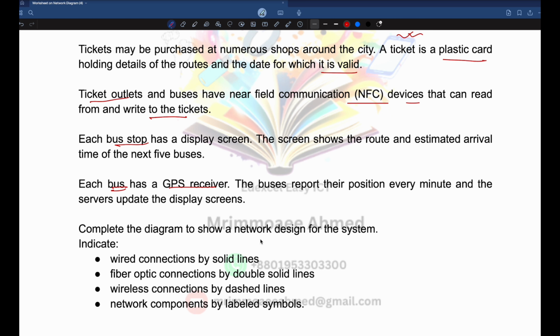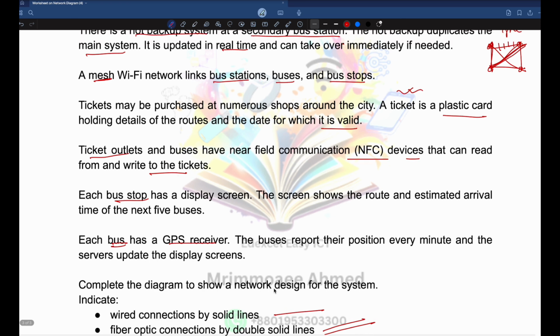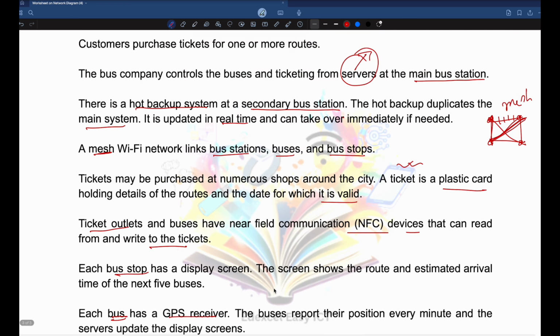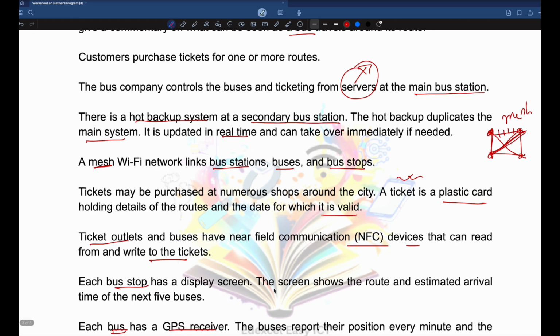Complete the diagram to show a network designed for the system. Indicate wired connections with a solid line, optical fiber with a double solid line, and wireless with a dash, and label network components by symbol, which you already know, right? We did these things in the previous diagram. Now in this question, the thing is that we have to identify what type of components we have in what type of outlet or station.